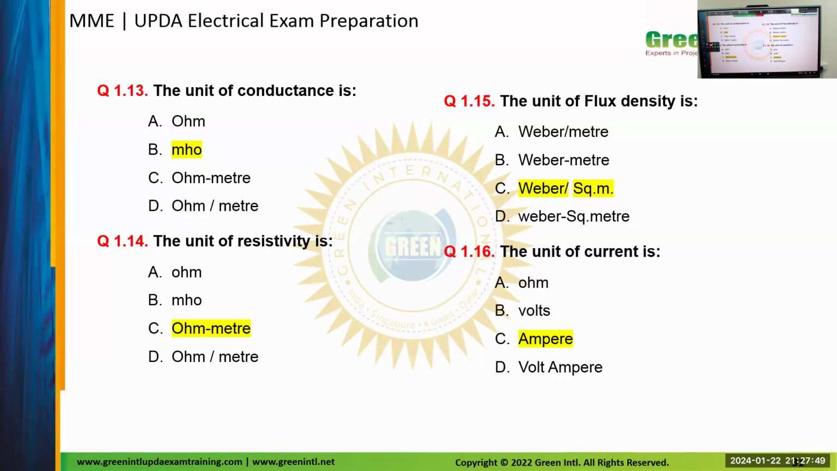In our exam, we have a question related to units. I observed that so far, these 4 units have been asked in that exam: conductance, mho or Siemens; resistivity, ohm meter; and current, ampere. We discussed these in AC circuits and transformers. Flux density has the unit Weber per meter square, or Tesla. And here, mho, or we use the word Siemens.